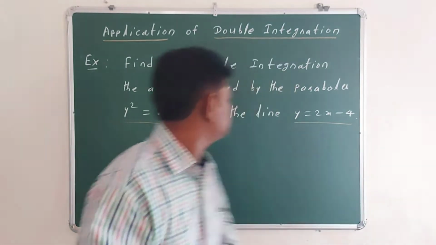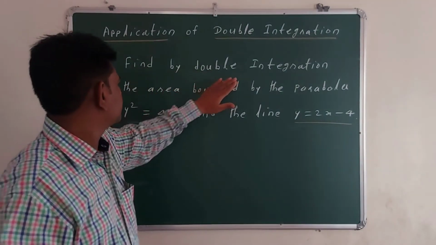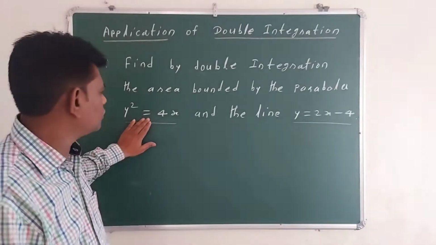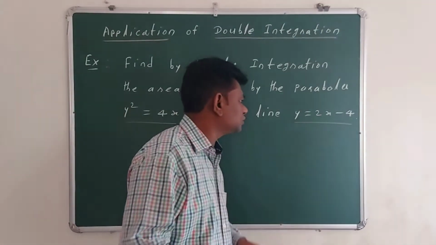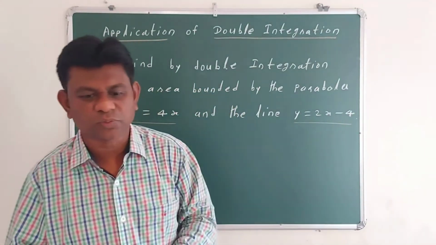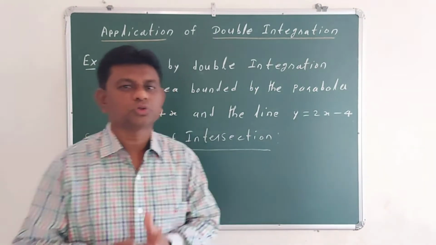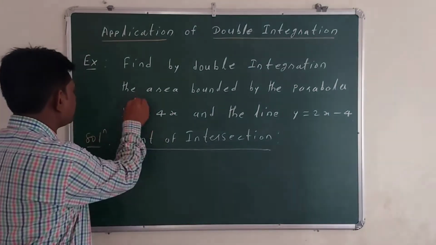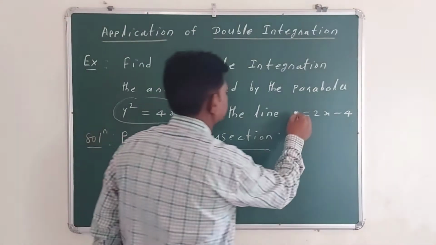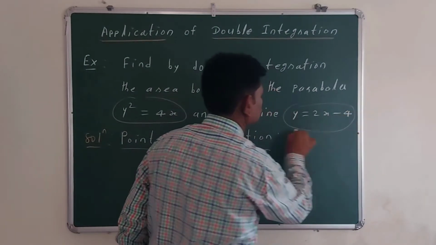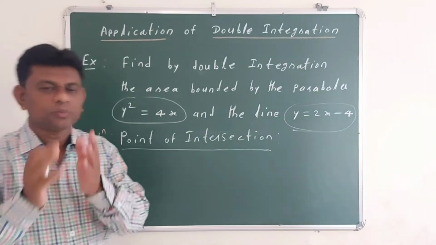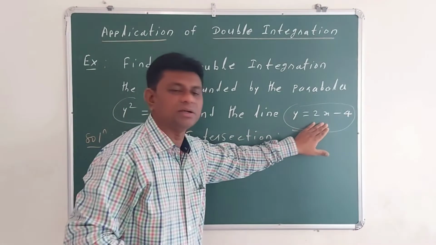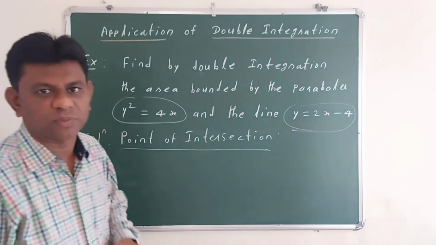The example is: find by double integration the area bounded by the parabola y square is equal to 4x and the line y is equal to 2 times x minus 4. Solution. First, to find the point of intersection between the parabola y square equal to 4x and the line y equal to 2 times x minus 4, we solve these two equations.